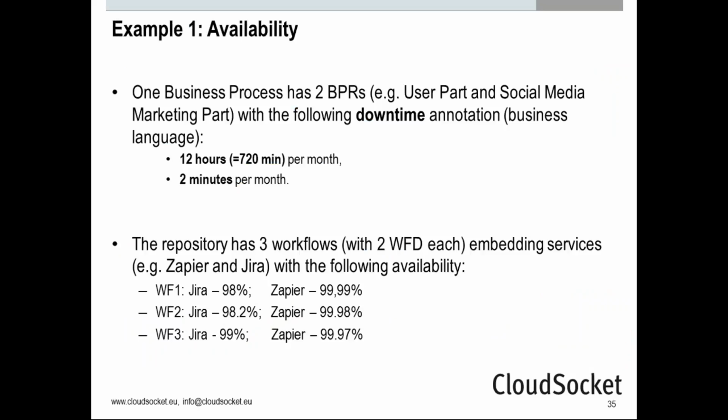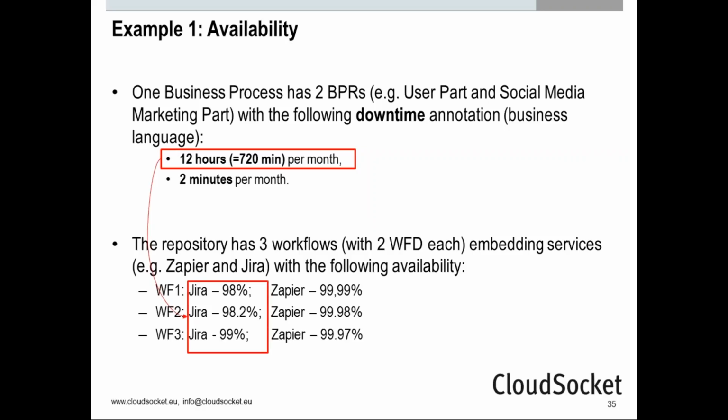So here's an example for the availability. Assume we have two processes with two process requirements, which specify the maximum downtime. One has a downtime of maximum 12 hours per month, and the other one has a downtime of maximum 2 minutes per month. On the other hand, we have a repository with 3 workflows and workflow descriptions. We have workflow 1, which uses Jira and Zapier, the same also for workflow 2 and 3, and we have different availabilities now given in percentage.